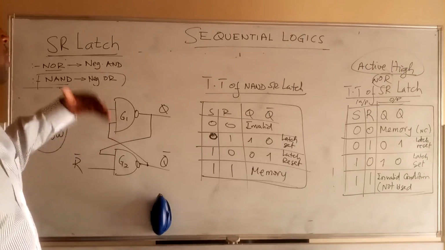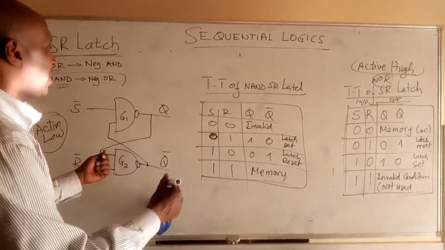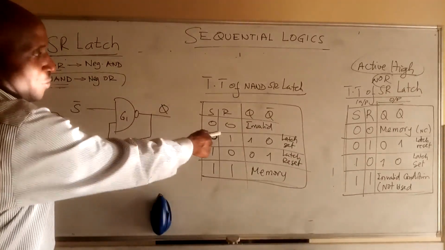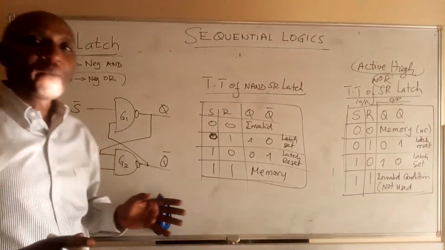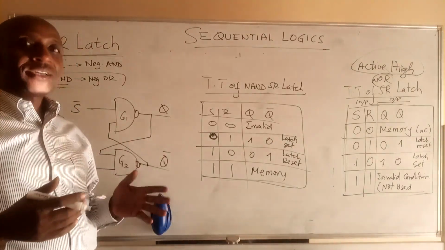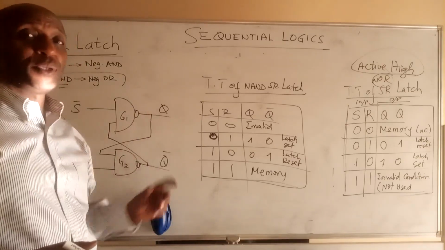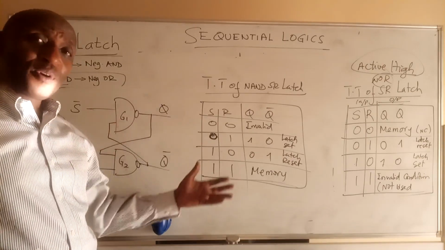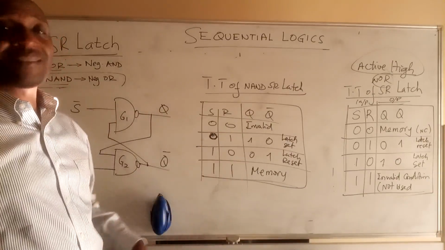So if you have understood the first one, use the same procedures for this circuit, and you will find this truth table. So in brief, this is how an SR latch is functioning. And I hope that this will help you to understand the flip-flop, registers, counters, and other sequential logics.